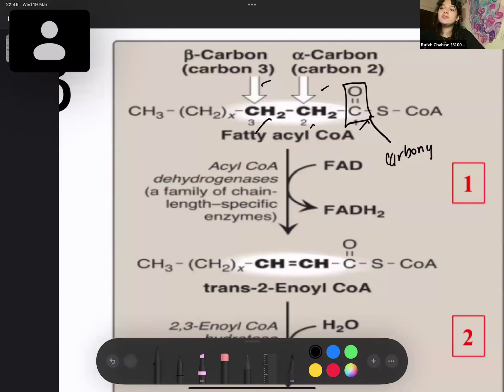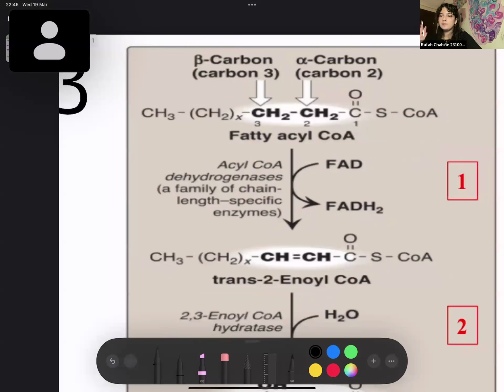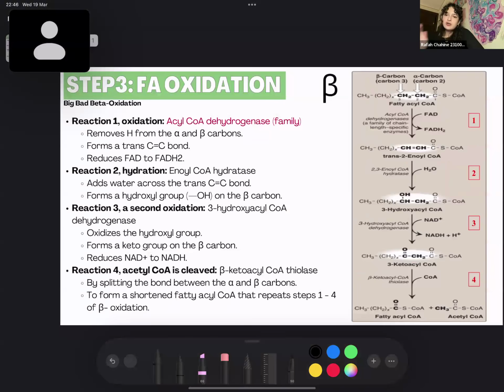Okay, so the reason that this is called alpha and the reason that this is called beta is fully related to their position in comparison to this carbonyl carbon. So anything after this carbon number 1 or the carbonyl is called alpha, which is carbon number 2, and carbon number 3 after that is going to be called beta carbon. Okay, so that is the primary thing that I want you to know about the fatty acyl-CoA structure. Okay, now we're moving on to reaction number 1. In reaction number 1, we are going to be using this enzyme called acyl-CoA dehydrogenase, and this is a family of enzymes.